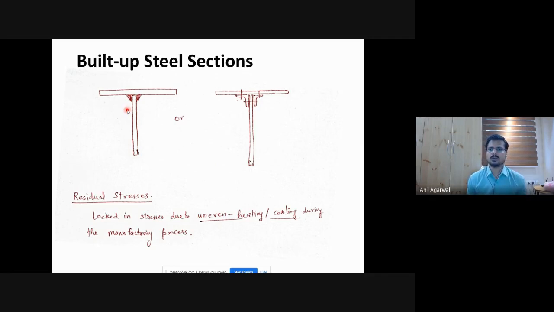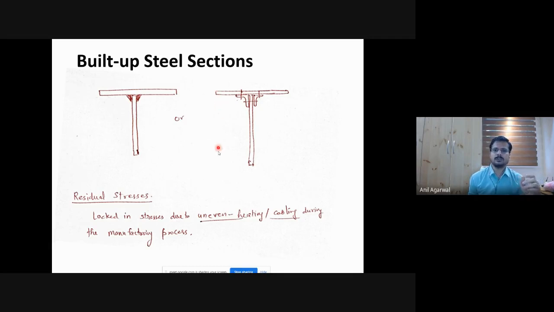Okay, I'll first talk about tension members, starting today's lecture. But since residual stresses don't play a role there, I'll not even talk about why. Okay. So what are residual stresses? These are locked-in stresses due to uneven heating and cooling during the manufacturing process. It seems straightforward, but if you try to visualize it, it becomes slightly complex.